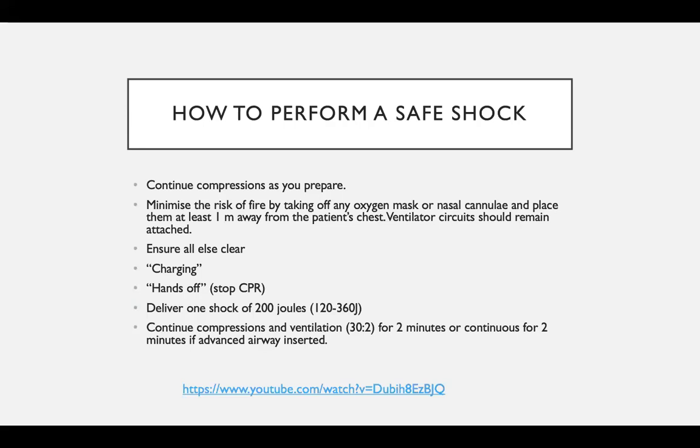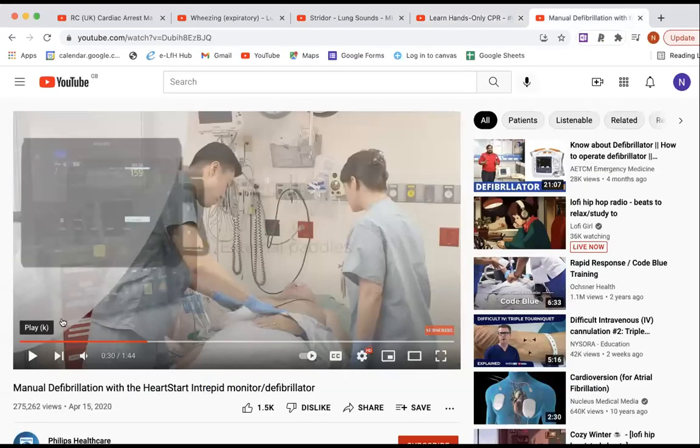And then you announce to the room that you're charging, but tell the person who's doing CPR to continue to do CPR until instructed to stop. Once your defibrillator is charged, you say hands off or stop CPR to the person doing CPR, and then you deliver a shock of roughly 200 joules, and the range of acceptable shock energies is 120 to 360. Following the shock, you continue chest compressions and ventilations for 2 minutes. And I'm just going to show you a video so you can see that shock being done on a real defibrillator. This is the last video, I promise.